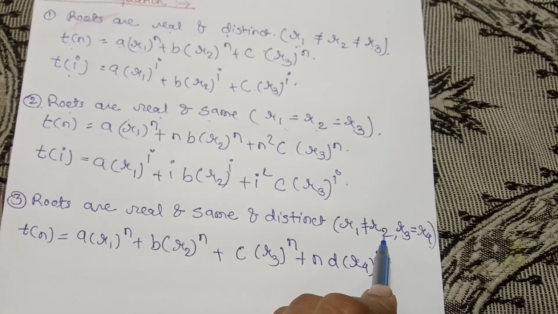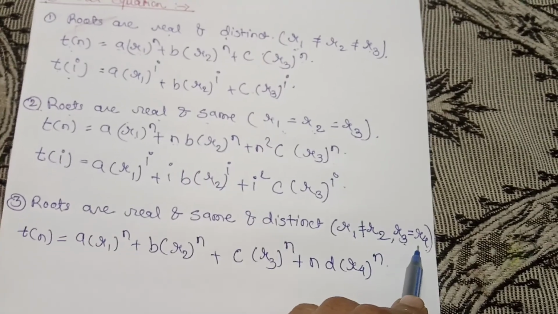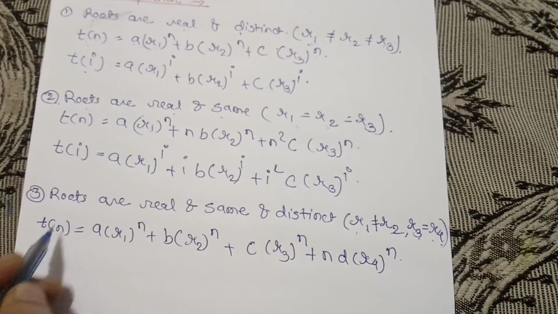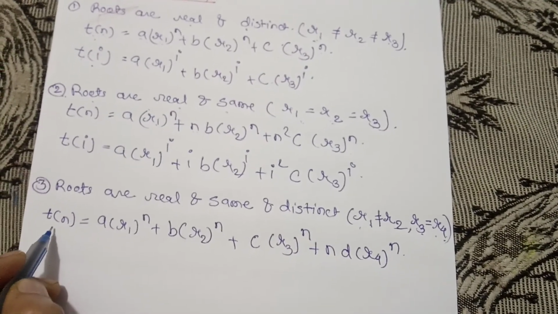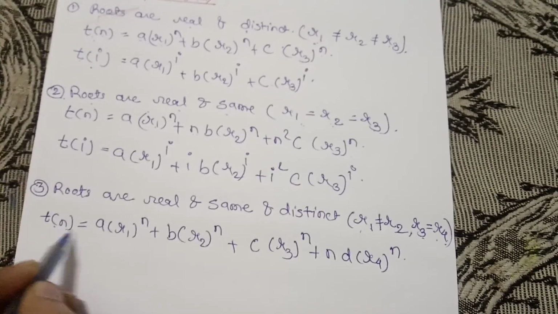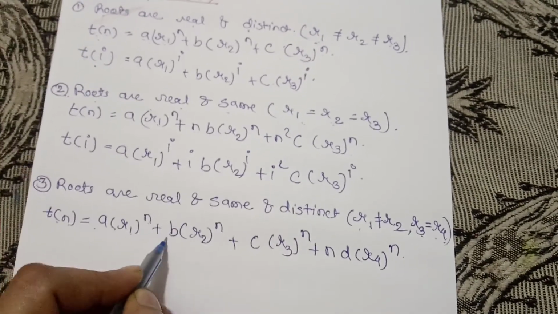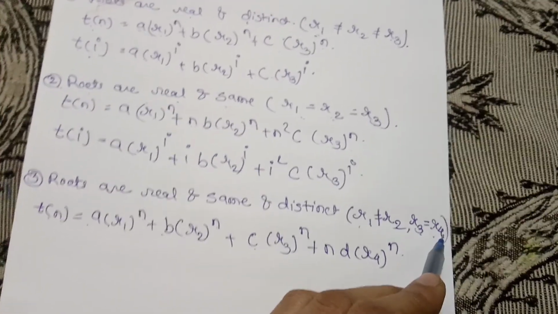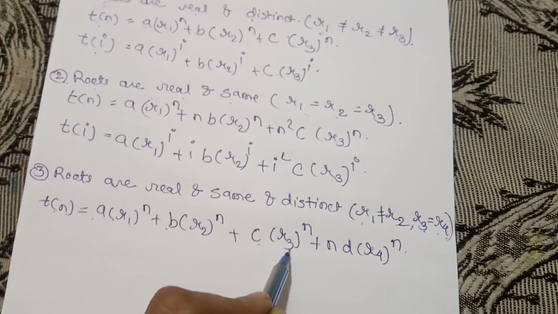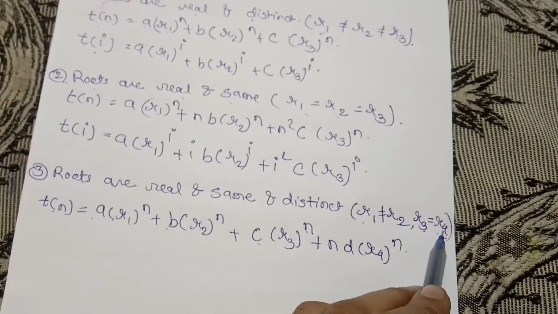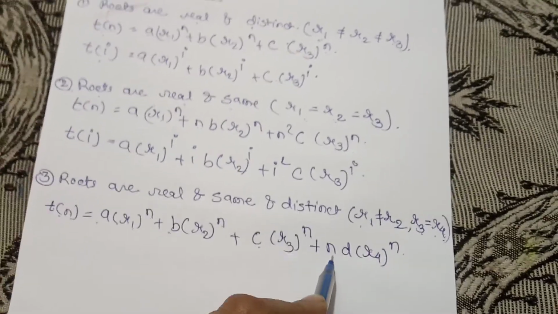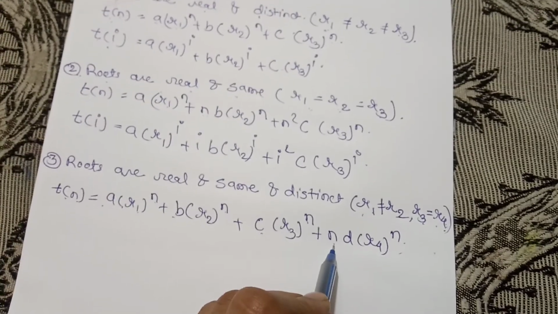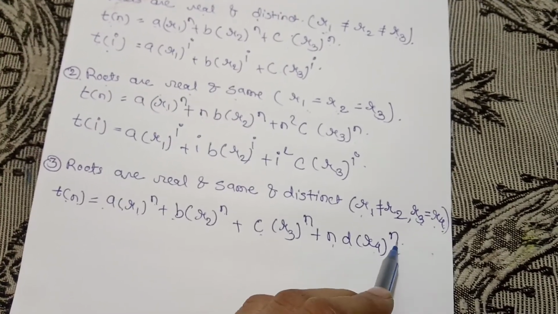If the roots are real, same as well as distinct, that means if we consider the condition r1 is not equal to r2, and r3 and r4 values are equal. That means we have 4 roots. For this condition, what will we write as the generalized equation for the rest of the methods? T(n) = a r1^n + b r2^n + c r3^n, and as r3 and r4 values are same, for the second root we keep n in multiplication with the increased power, but this is the final root given, that's why n d r4^n.